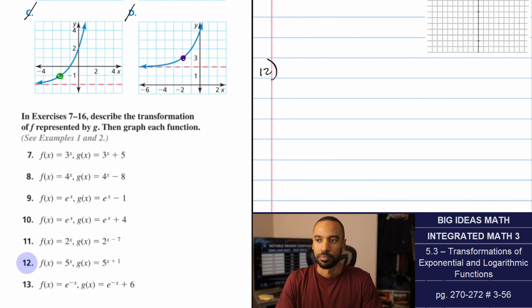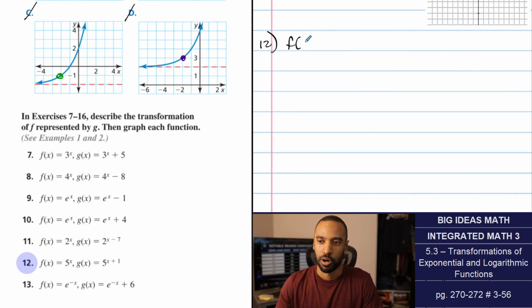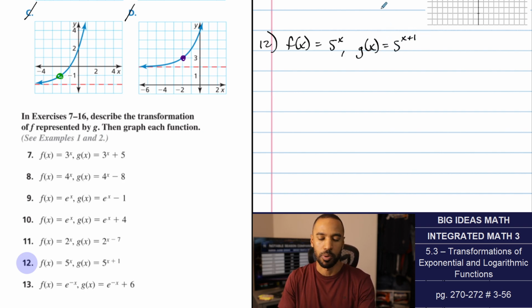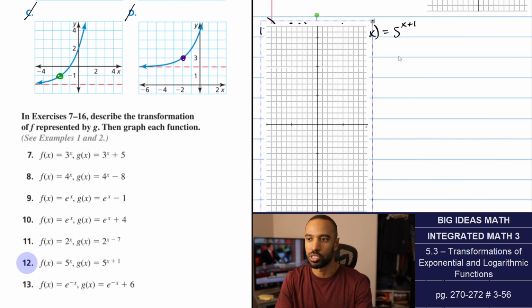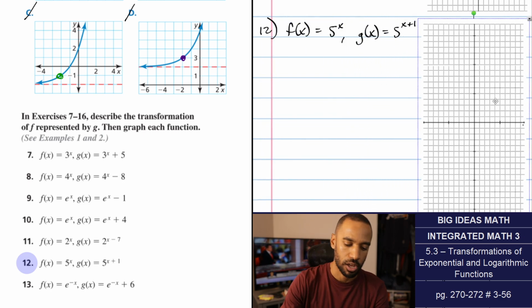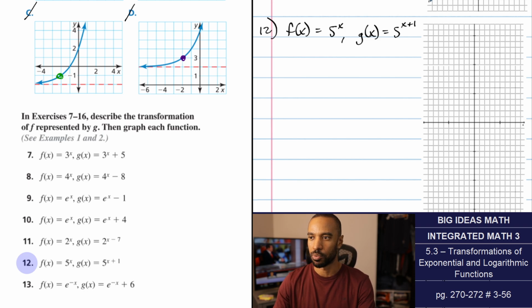All right, number 12. 5 to the x. Pretty tall. And then 5 to the x plus 1, the x plus 1 being inside the exponent. So this might be one where I just copy paste the graph over. This graph is tall enough as is. We won't really be able to plot too much anyway. But we have a horizontal asymptote at y equals 0, and then we go up 1 unit here. 5 to the 0 is still 1, and we multiply by 5. We get 5, and next we get 25. I won't be able to fit 25 up from there.